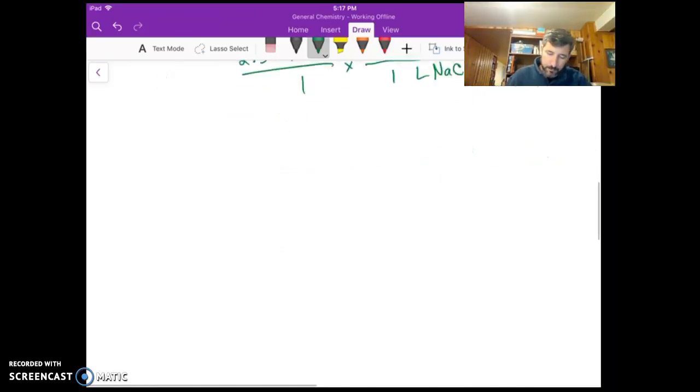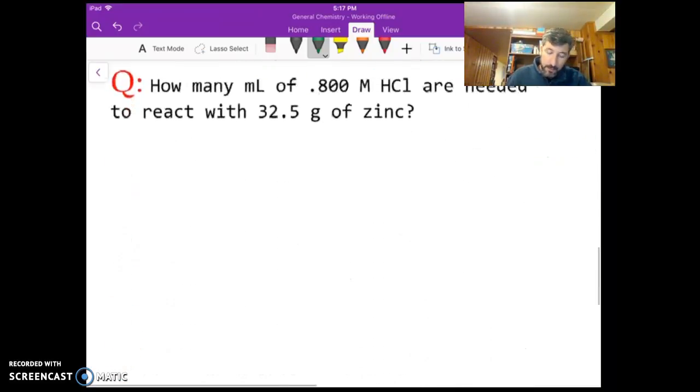All right, let's try another problem. How many liters of 0.800 molar HCl are needed to react with 32.5 grams of zinc? So we need a balanced equation for this one. HCl plus zinc would be single replacement. So we get ZnCl2, because zinc is plus 2, and then H2. We need to balance with a 2 in front of HCl.